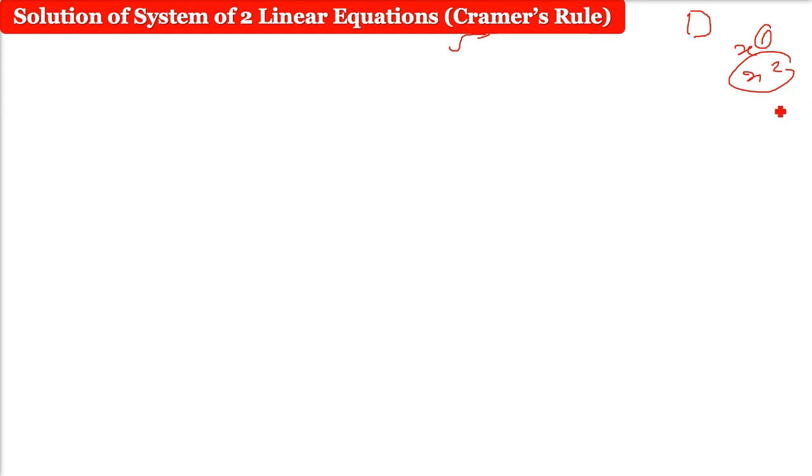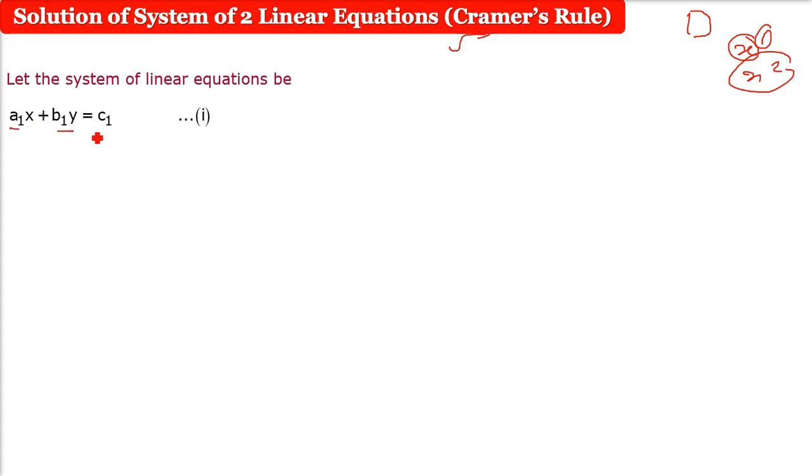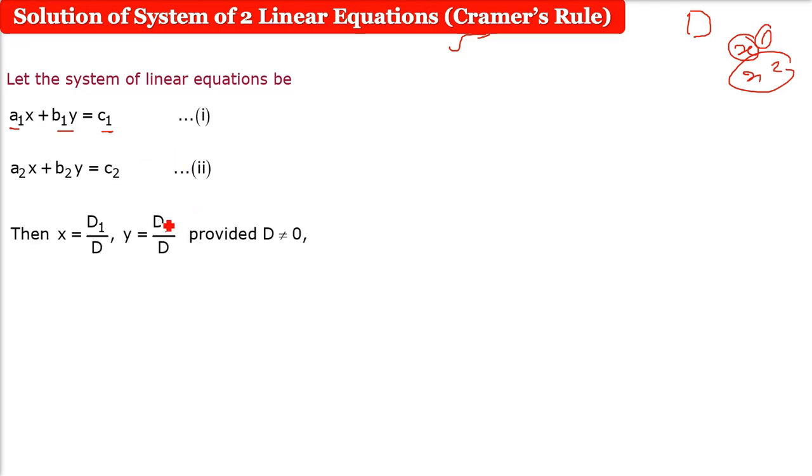x square, x cube and x to the power 4, all these will be polynomials. So we are talking about linear equations. We are just having x and y values here, that is the variables. Others are constant values. So these are nothing but lines.